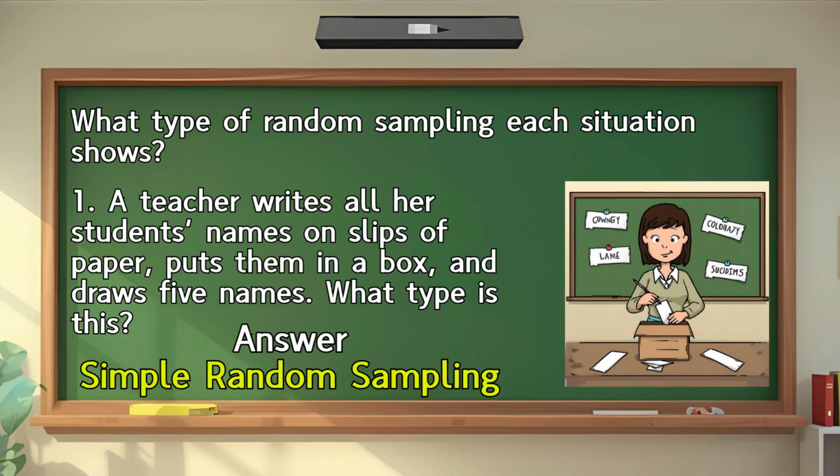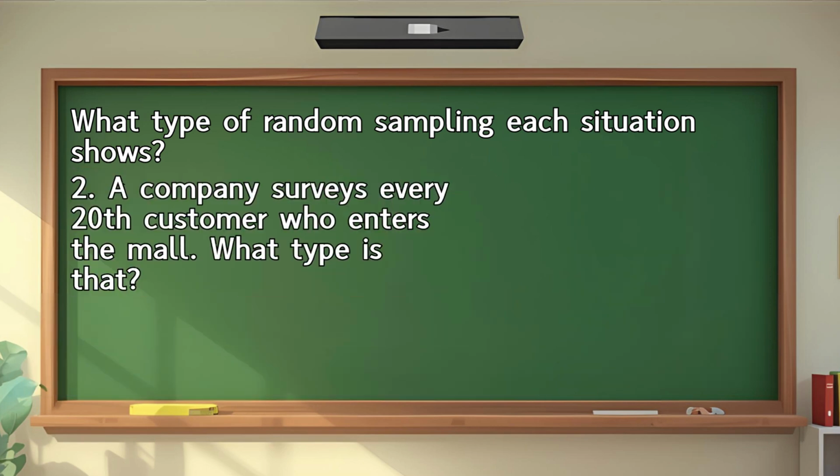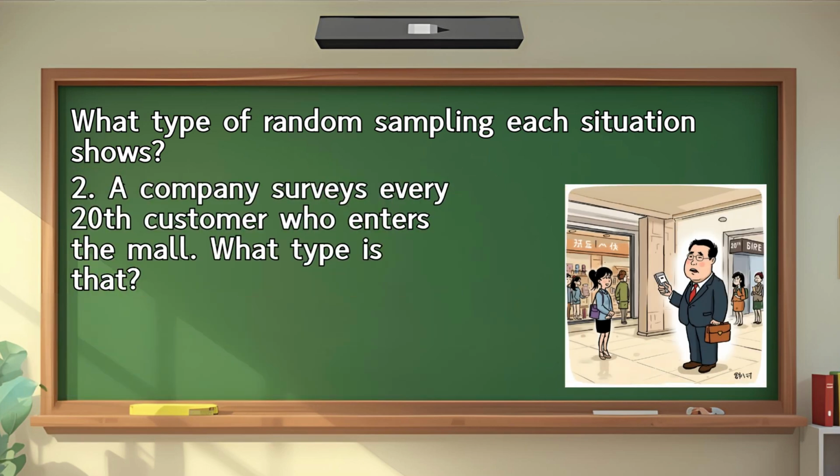That's right. Simple random sampling. Number 2. A company surveys every 20th customer who enters the mall. What type is that?